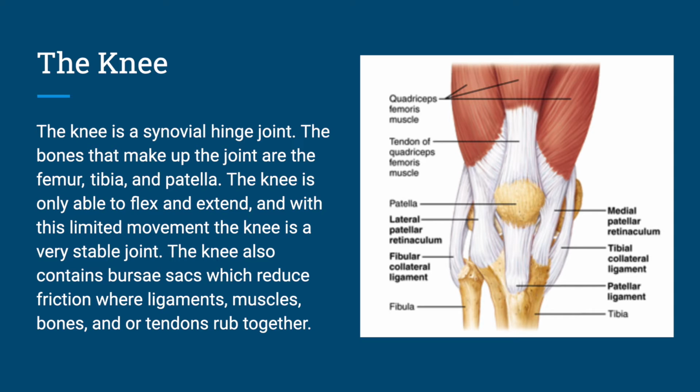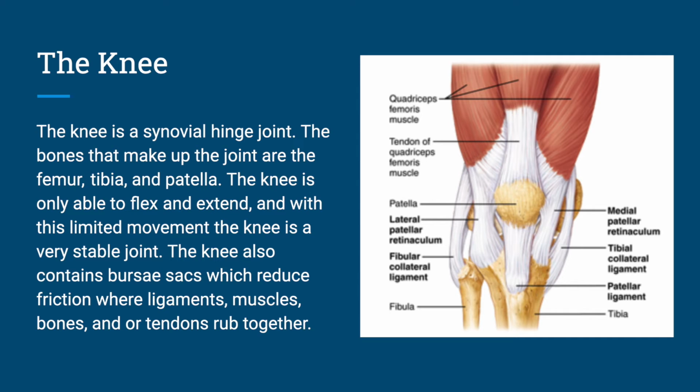A majority of the muscles from the upper leg insert at the tibiofemoral joint, while a majority of the muscles from the lower leg originate at the tibiofemoral joint. The knee also contains bursa sacs, which reduce friction where ligaments, muscles, bones, and/or tendons rub together.